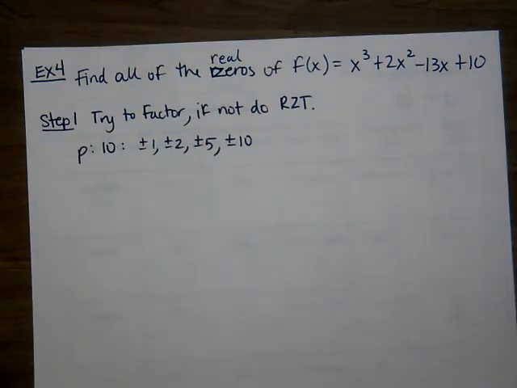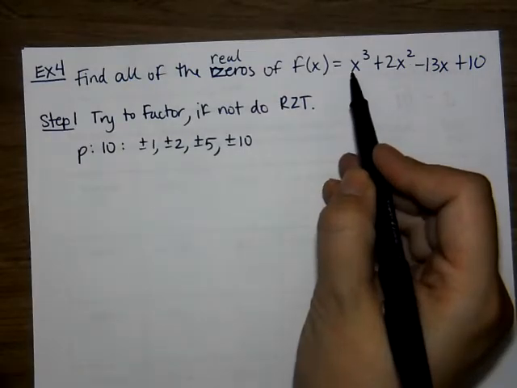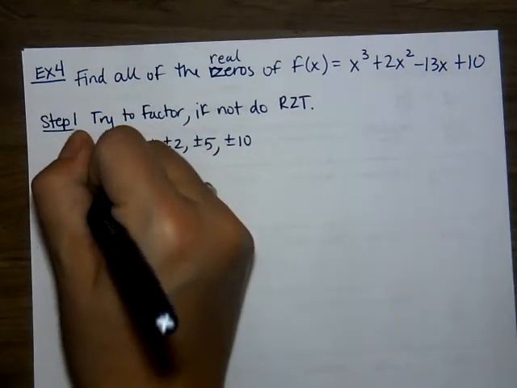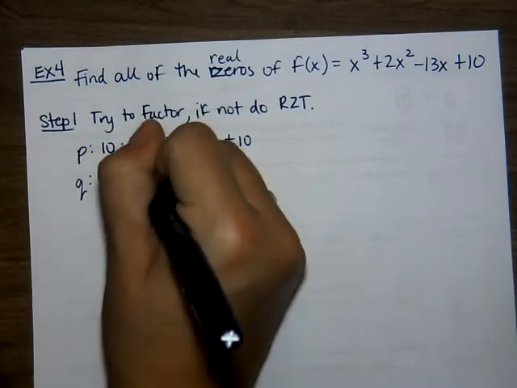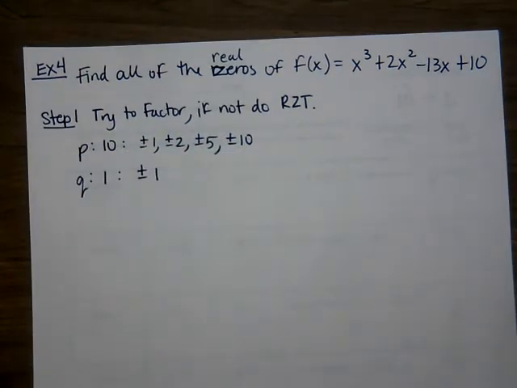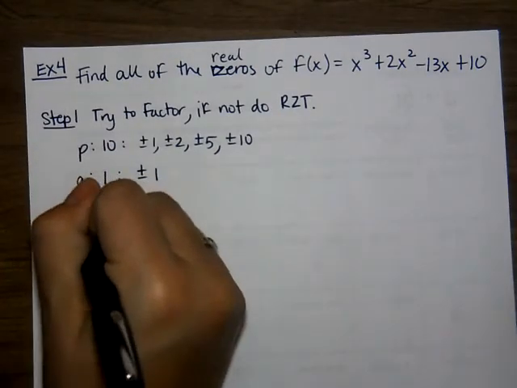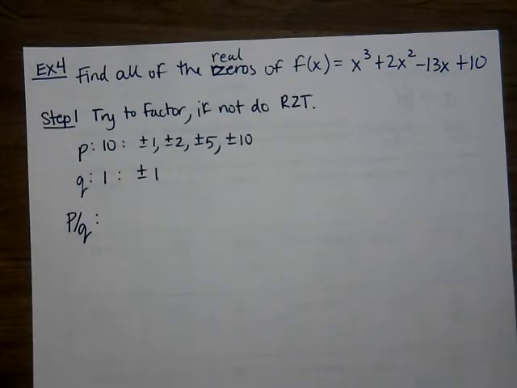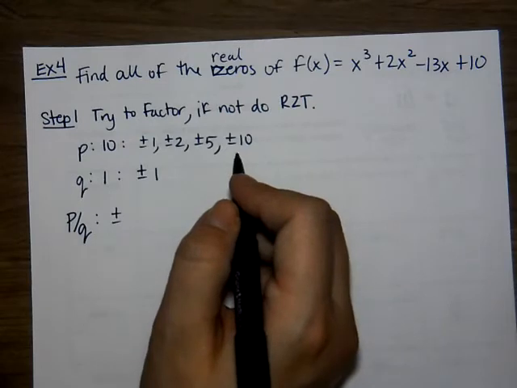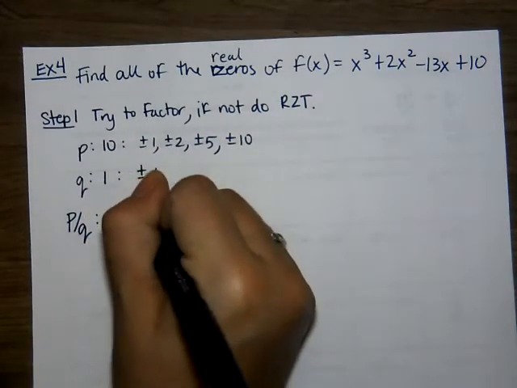So far, so good. Now I think about Q. Q is the leading coefficient. That is 1. So this is a very short list. This is like best case scenario. Q was 1, so the only factors I have for 1 are 1 and negative 1. So now my possible rational zeros are going to be P divided by Q, which is just going to produce the same list as P because I'm dividing all of those by 1.